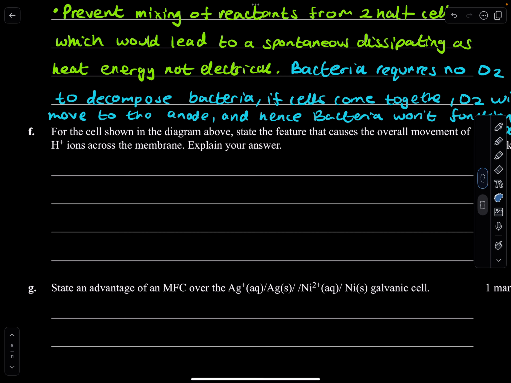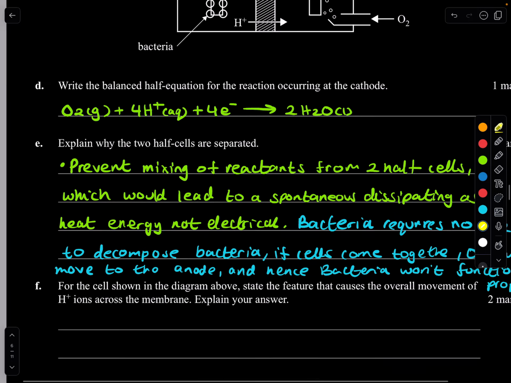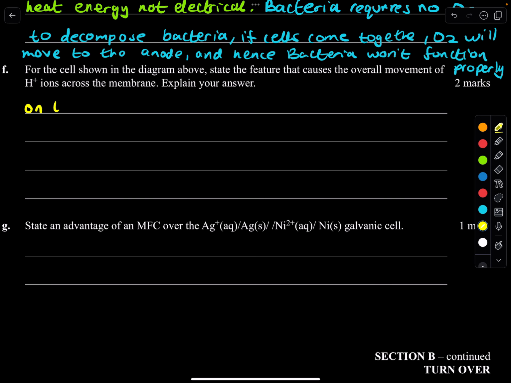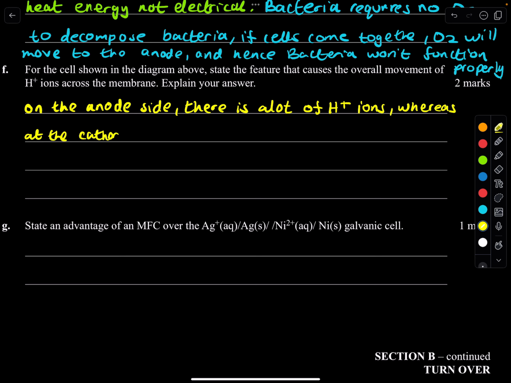So, explain your answer. Let's do that. Okay, so basically what we're going to say is, on the anode side, there is a lot of H plus ions, whereas at the cathode there isn't a lot. This creates a concentration gradient.